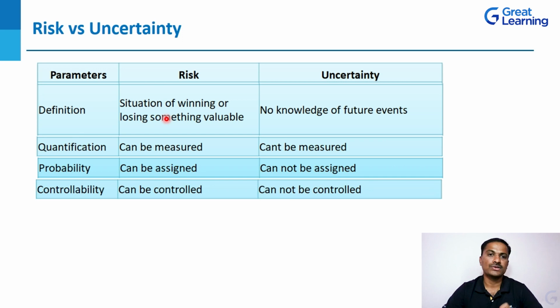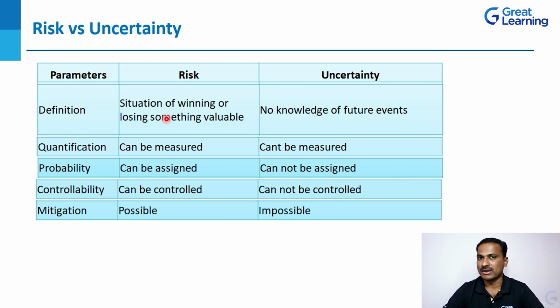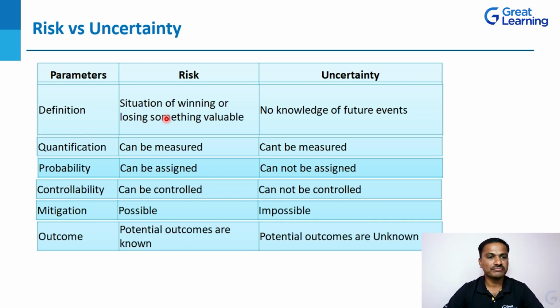Controllability. So risk can be controlled, risk can be managed, but uncertainty cannot be controlled or managed. It cannot be managed. Mitigation is possible. So risk mitigation is possible using various measures. It is impossible when it comes to uncertainty. In the context of risk, it is possible to mitigate the risk.